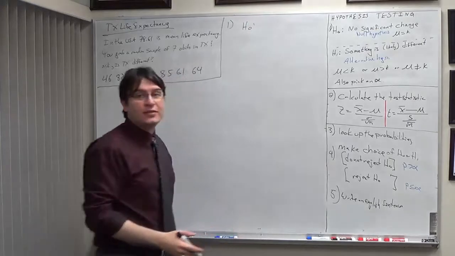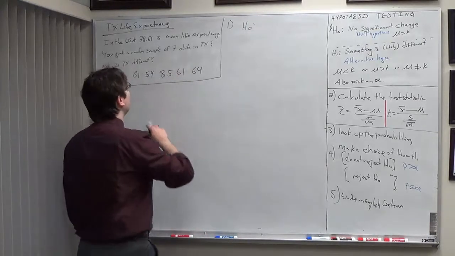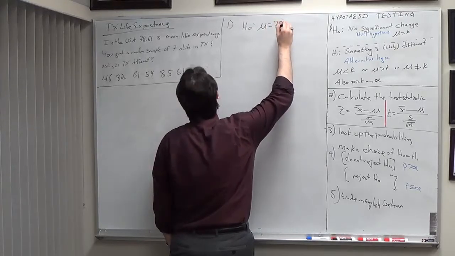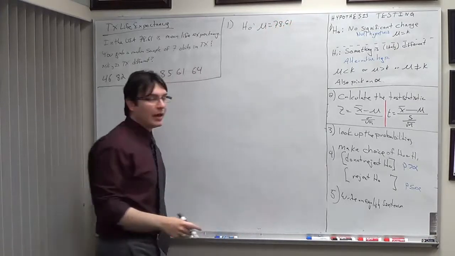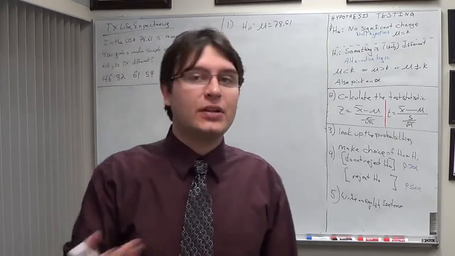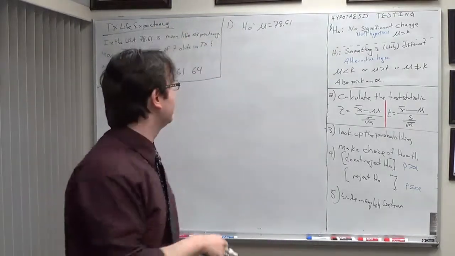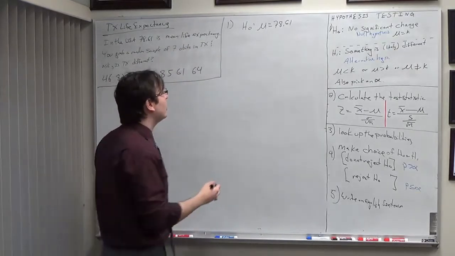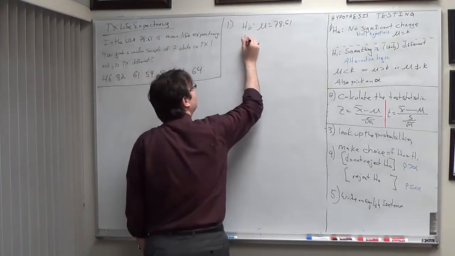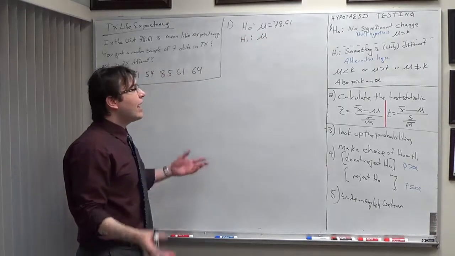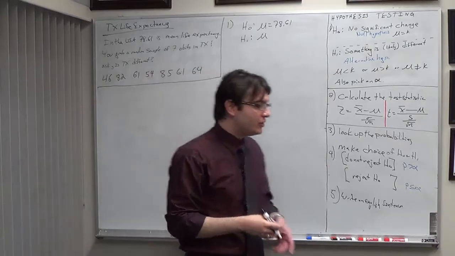The null hypothesis is always that there's no difference. The mean for Texas is still going to be 78.61, the same as the rest of the United States. Texas is part of the United States, so it's one big piece of the whole. That's the null hypothesis. No difference, no significant change. The alternative hypothesis is going to be that there is a difference. We have to pick left-tailed, right-tailed, or two-tailed.